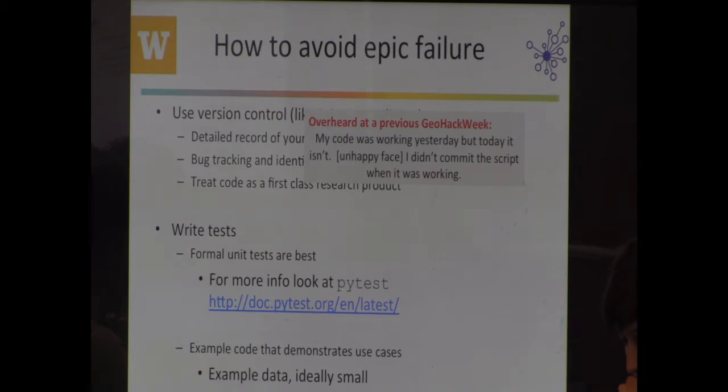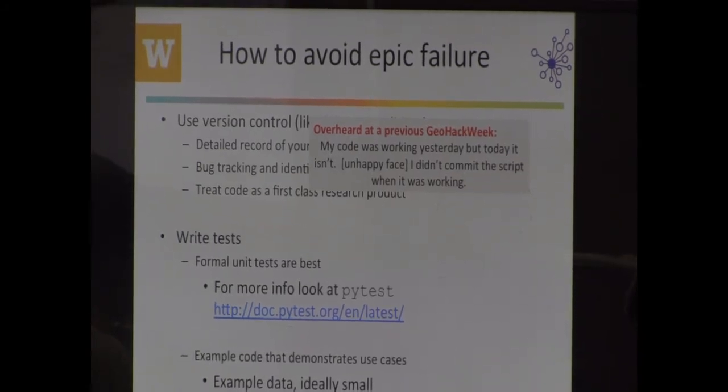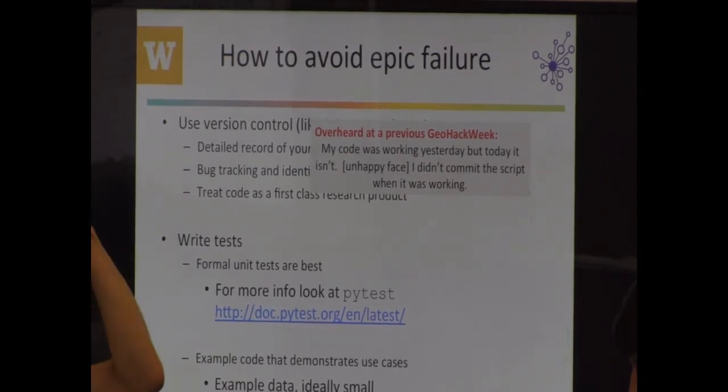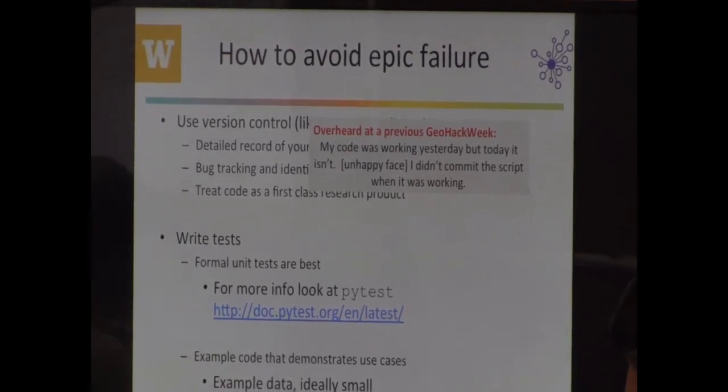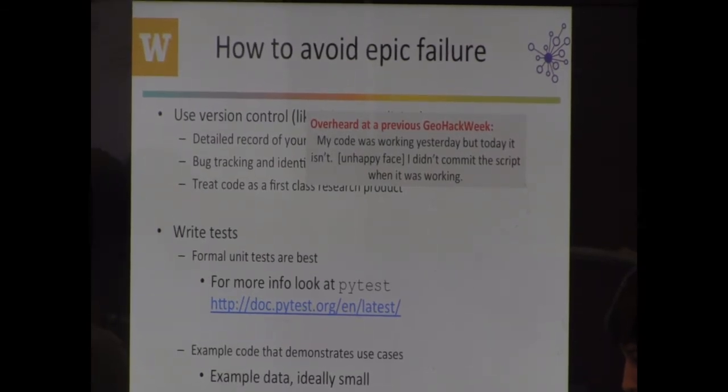Last year, I gave this talk at Geohackweek, and this was an actual comment, and this is why you need to be religious about using version control. "My code was working yesterday, but today..." and then they got a really unhappy look on their face. "I didn't commit the script, and now it's not working anymore." So if you take nothing else away from this, that's the one reason you should be using version control. There's a whole bunch of other ones, but that's the one you want to save yourself from.